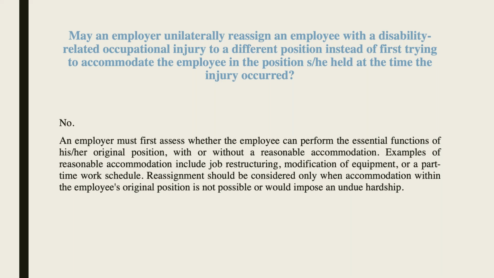No, the employer needs to first assess whether the employee can perform the essential functions of the original position, and whether the employee can do that with or without a reasonable accommodation. And some examples of reasonable accommodation, we'll do a quick reminder, include job restructuring, modification of equipment, maybe a part-time schedule. Reassignment should be considered only when accommodation within the employee's original position is not possible, or when it would impose an undue hardship.